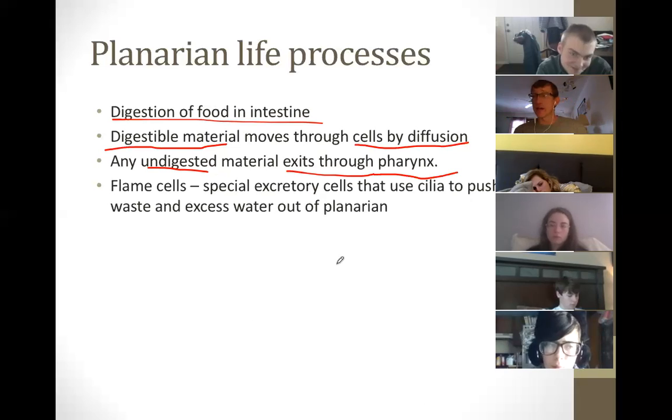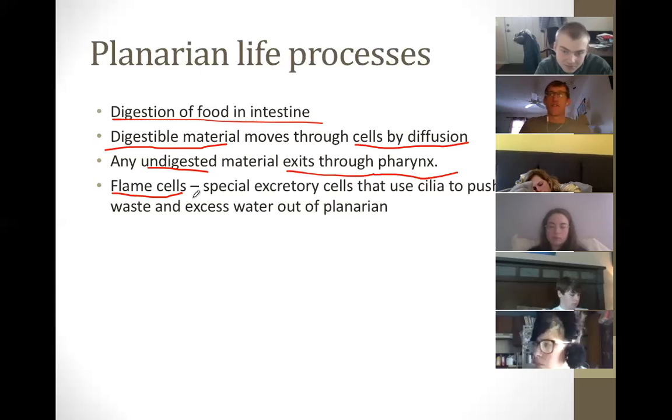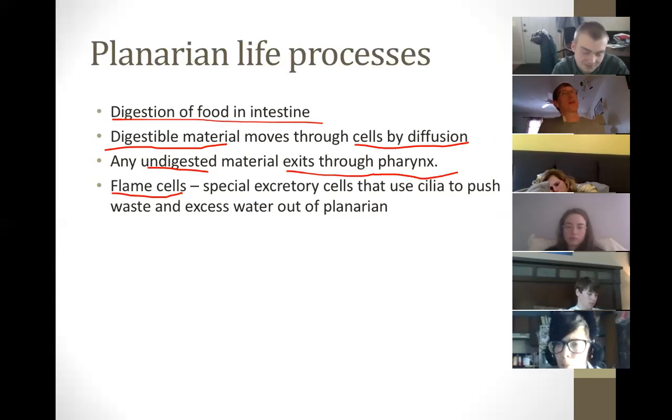And then they have flame cells. Now, flame cells are very different from what you and I have. They're very different from what cats and bats and birds and dogs have. Flame cells are kind of like little baby flatworm kidneys. I don't know. Hopefully there's not a flatworm doctor watching my YouTube video. He'll be like, that's a gross oversimplification. But they're basically special cells that will use cilia to push waste out of the planarian.